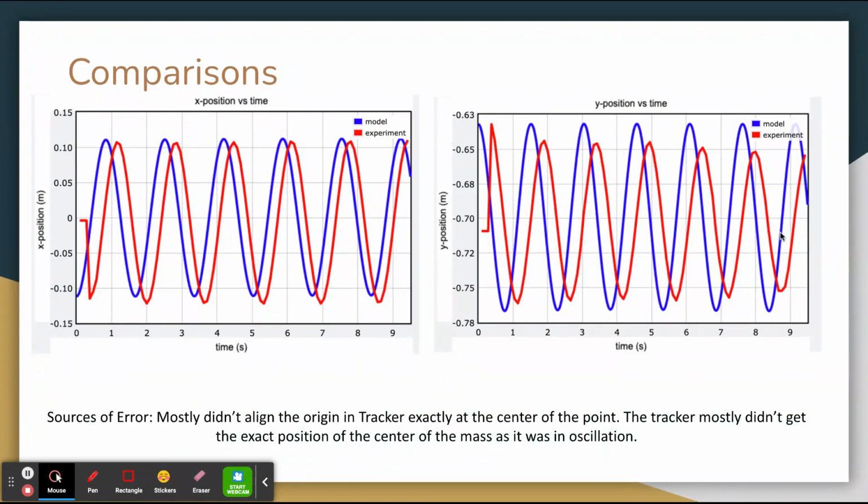Sources of error: the origin probably wasn't at the exact center of the fixed point where the string was hanging off of. And also the tracker mostly didn't get the exact position of the center of the mass, which could have caused discrepancies in the position data.